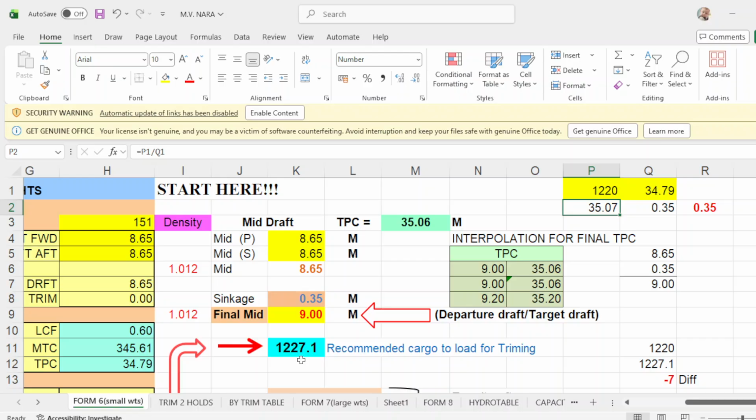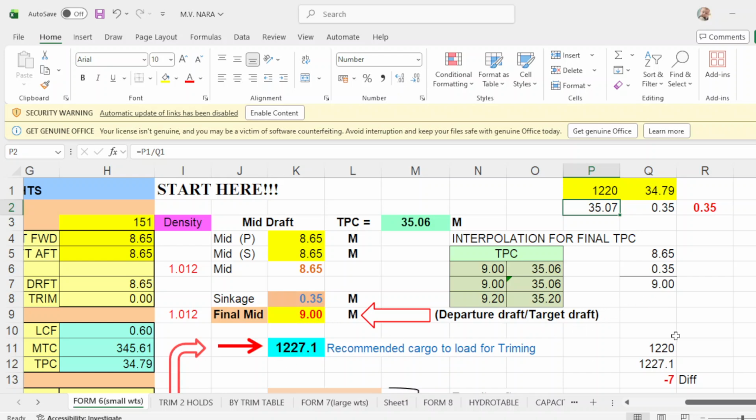With 1,220, with your initial TPC of 34.79, which is this one, 1,220 divided by your TPC of 34.79, that will be 35.0 centimeters. You divide this by 100, that will be 0.35 meters. Okay. So 0.35 meters plus your initial draft mean of 8.65, you add this one, that will be 9 meters. So exactly you will get 9 meters. Okay, this is only approximate just to get your final departure draft of 9 meters.